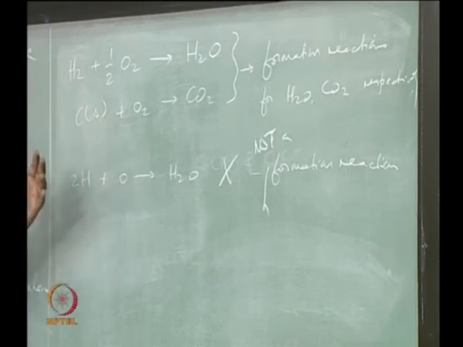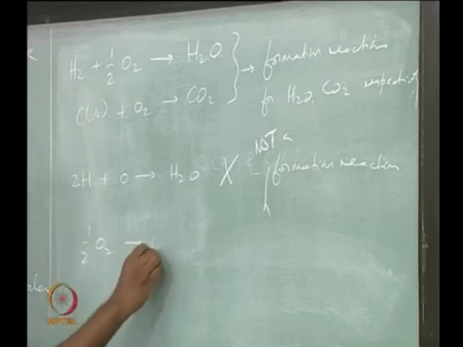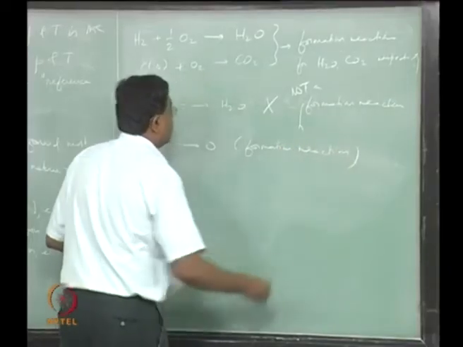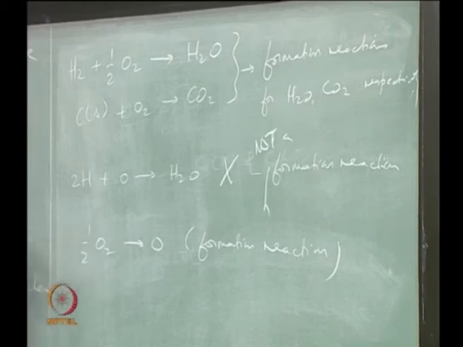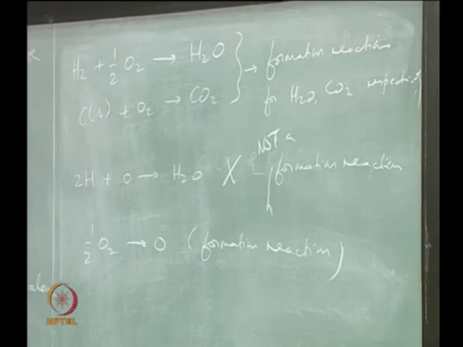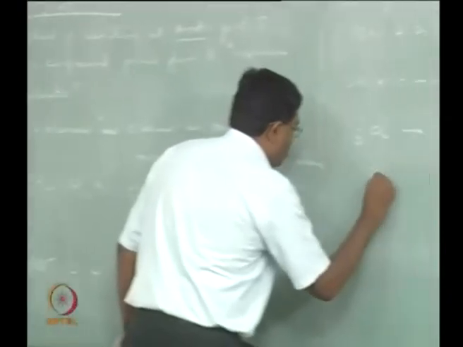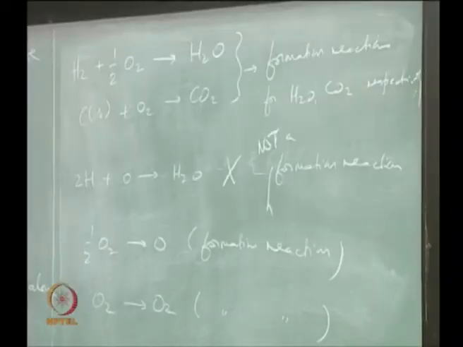So what about formation reactions for O itself? O is not going to be a reference element, because O2 should be the reference element. Therefore, we can say half O2 gives O is a formation reaction. We are always looking for one mole of what is being formed, so everything is normalized for the reactants correspondingly, okay? Now if O2 is supposed to be the reference element, what would be the reference element for it? Itself, right? So O2 gives O2 is also a formation reaction. That sounds silly, does it? No, it tells us something.